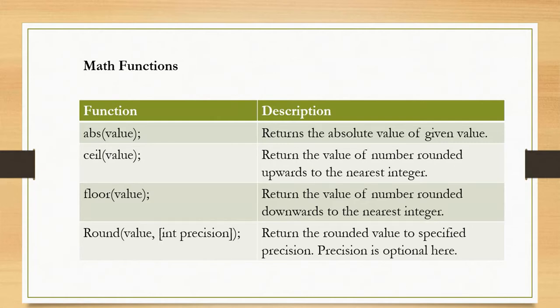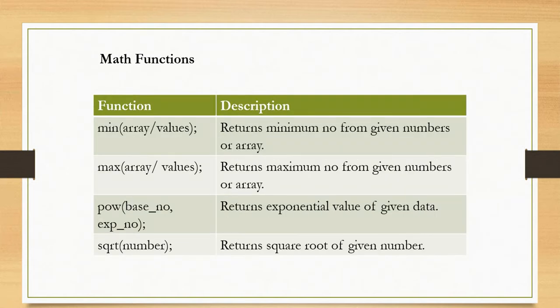Second is CEIL. This function returns nearest largest rounded integer number. Next is floor function. It returns nearest smallest rounded integer number. So next function is round function. This function takes value and precision as an argument. Here precision is optional. If you do not provide precision value, then it takes 0 as a default argument. This function returns rounded value to specified precision.